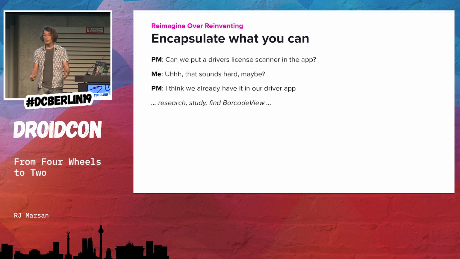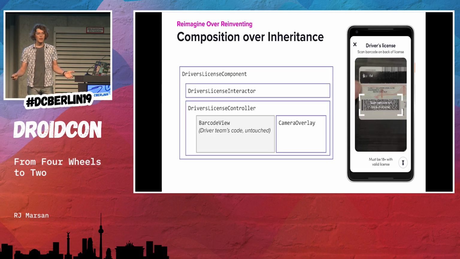The other thing about creative reuse is that we use encapsulation whenever we could. So here's another example. The PM comes to me and just goes, you know, RJ, can we add a driver's license scanner to the app? That'd be really great when they first need to start. And honestly, that sounds really hard, and I don't have a lot of time. So I wasn't going to try and push back, but I just wanted to hear more, and the PM just casually mentioned that, I think the driver team already did something like this. And so I dug around, and honestly, I was super surprised. We had this barcode view already made.